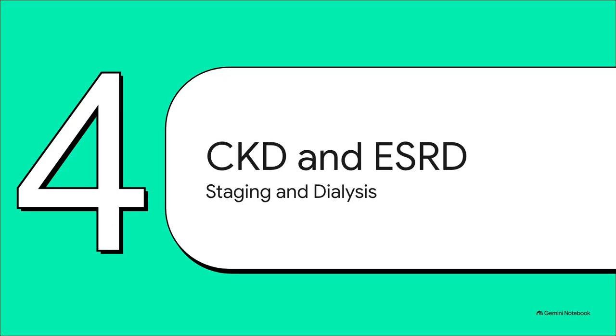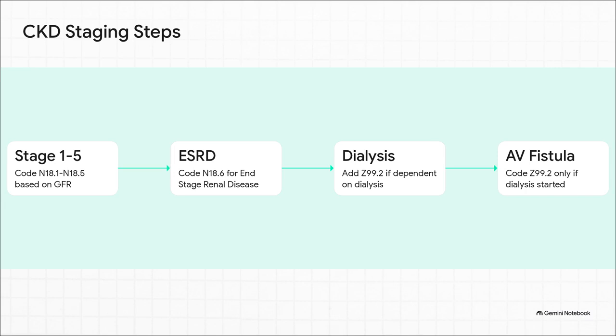Let's dig a bit deeper into that in Section 4, Navigating CKD and ESRD. ICD-10 categorizes CKD into 5 stages based on severity and GFR. It's a pretty clear progression. You stage it from 1 to 5 based strictly on what's documented. Then you have N18.6 for end-stage renal disease.